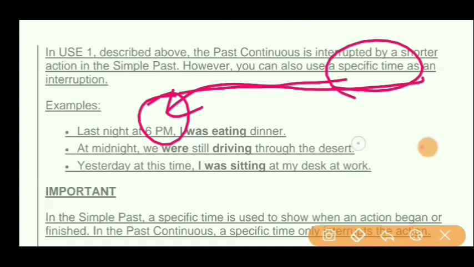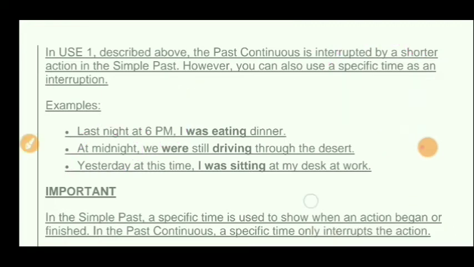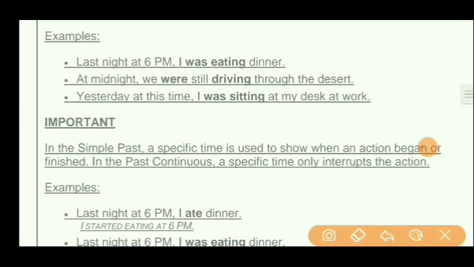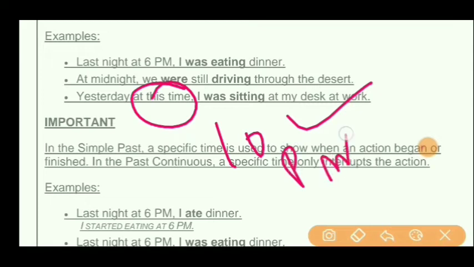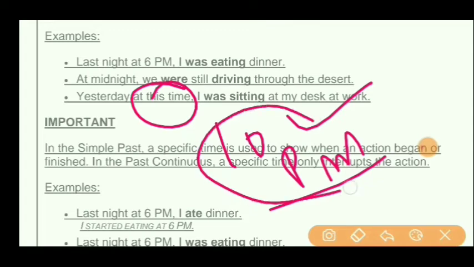So in the next example you see, at midnight we were still driving through the desert. Here, at midnight is the specific time, and what we were doing, we were driving through the desert. In the next example, yesterday at this time I was sitting at my desk at work. So at a particular time, suppose now it's 10 p.m., at 10 p.m. yesterday I was sitting, the action was continuing at some particular time in the past.